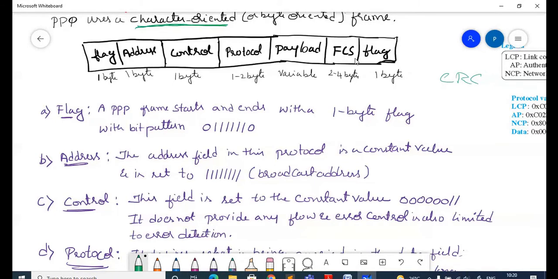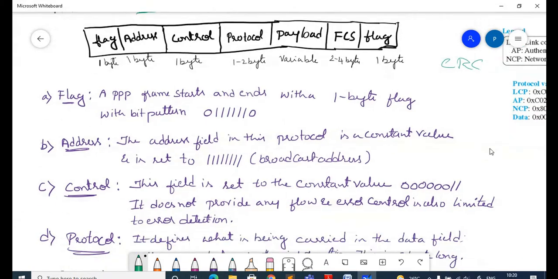Then it is followed by a 1 byte flag. I already told you in the beginning of this chapter that the flag has some bit pattern. The flag is going to have one particular bit pattern for 1 byte. So the point-to-point frame starts and ends with a 1 byte flag. Here they have given the bit pattern used for the flag as 0 followed by 6 ones and a 0.